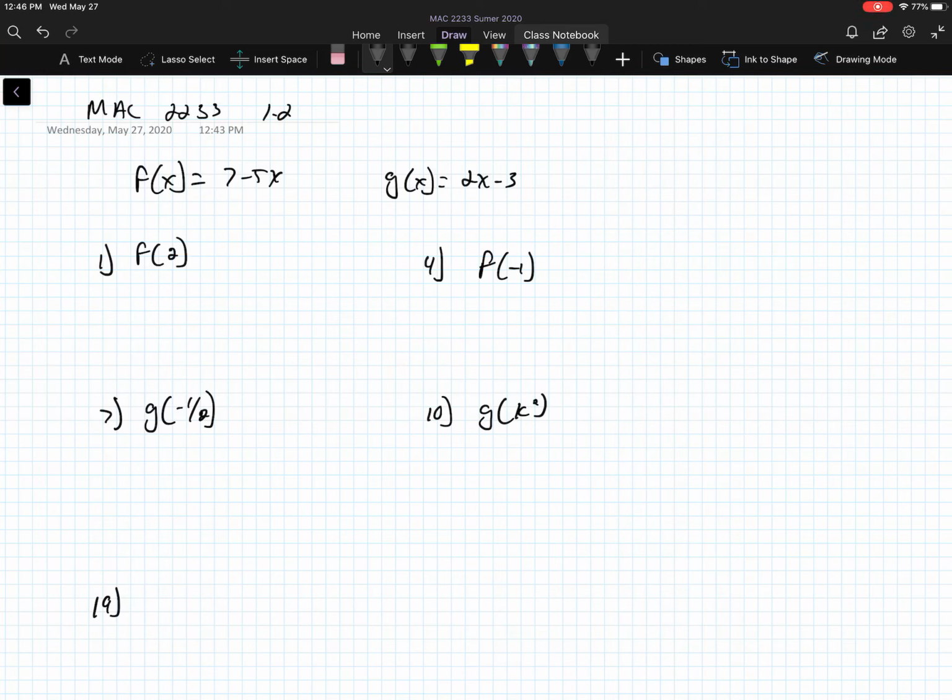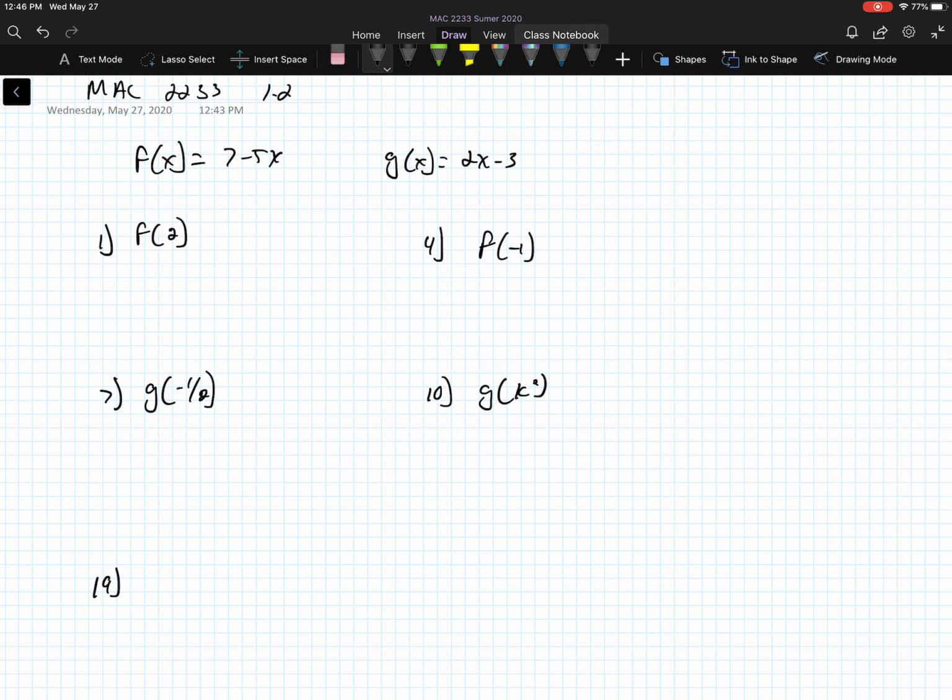All right, this is section 1.2 for MAC 2233. So the first thing that we're going to do is we have two functions that are defined. f of x is defined as 7 minus 5x, and g of x is defined as 2x minus 3. Whenever you have f of 2 or f of 3 or whatever value you have, what you're going to do is replace the variable in the original function with the value that you're given.